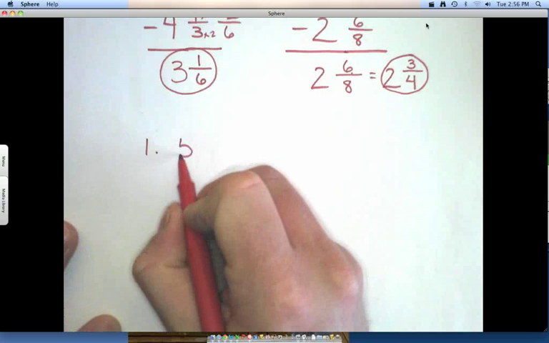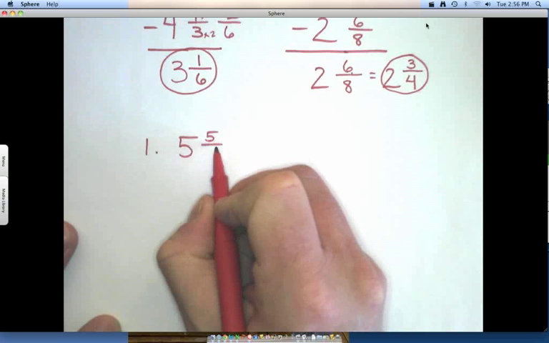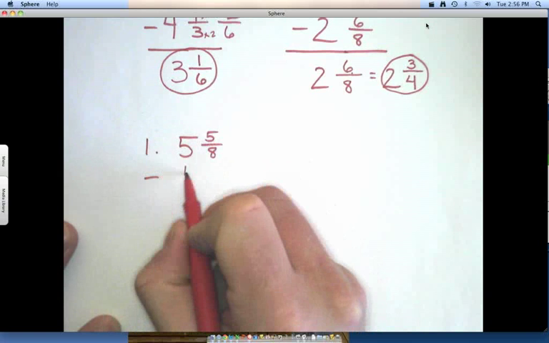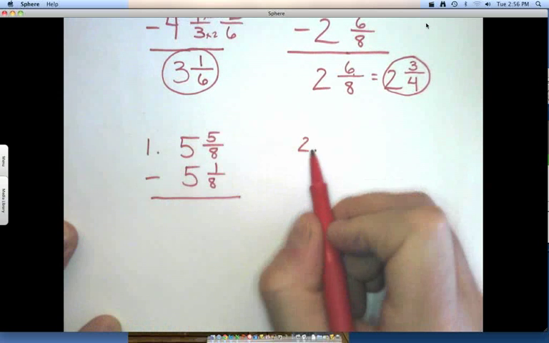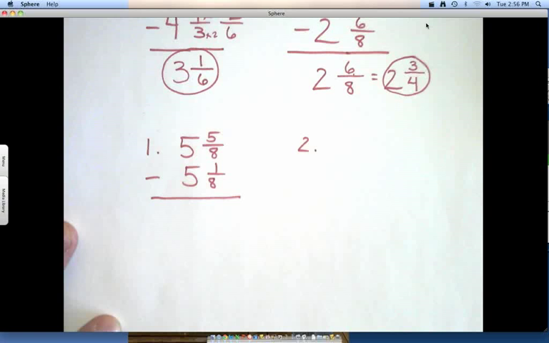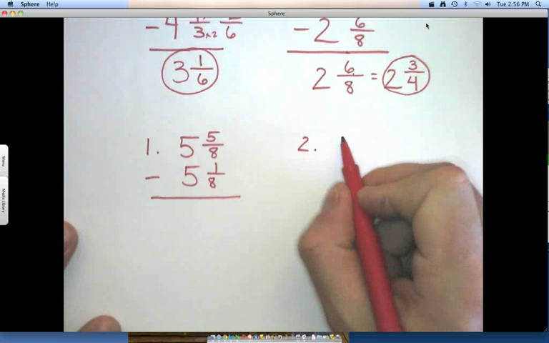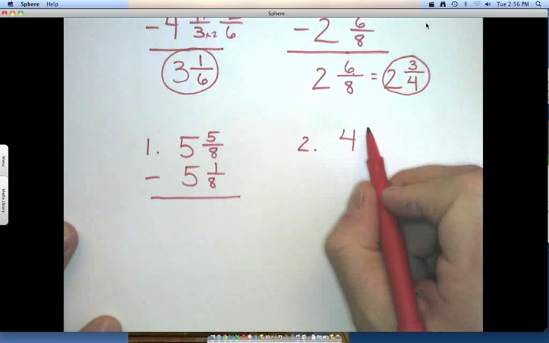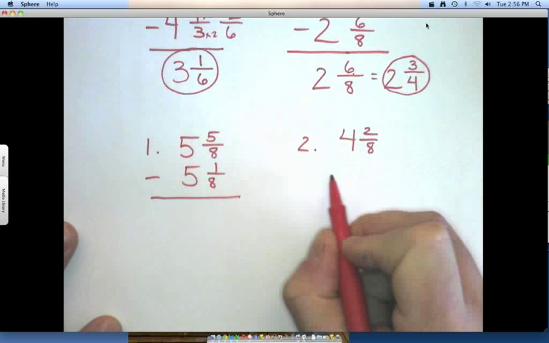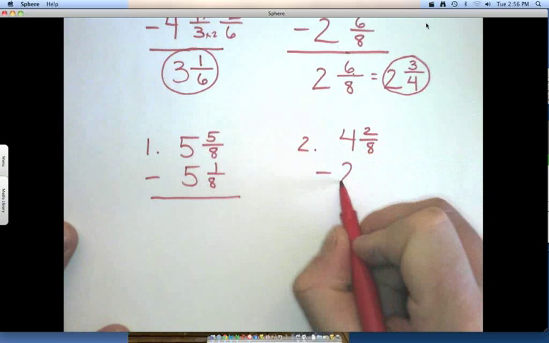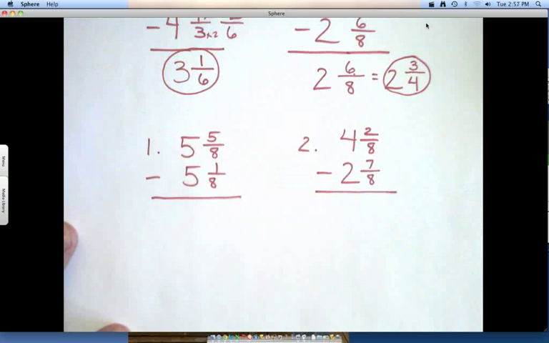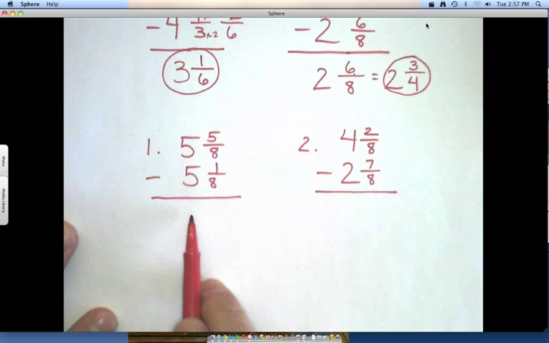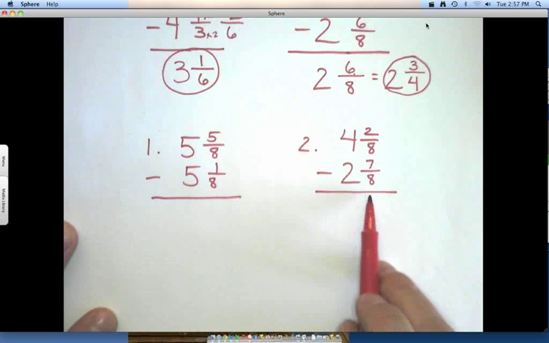First of all, start off easy. 5 5/8 minus 5 1/8. The second one, let's do 4 2/8 minus 2 7/8. I'll give you a little hint. You're not going to be renaming for this problem. You will be renaming for this problem.